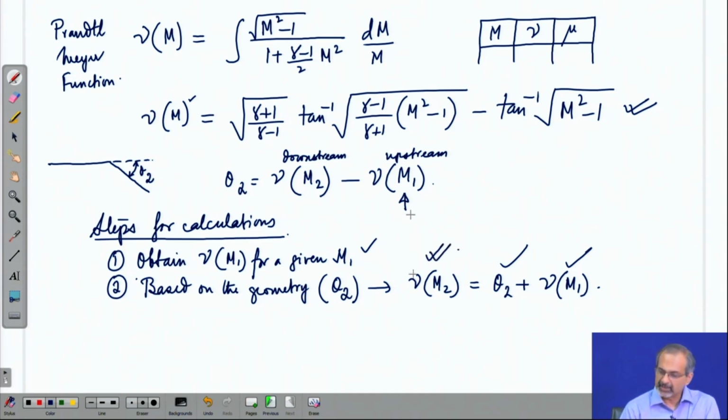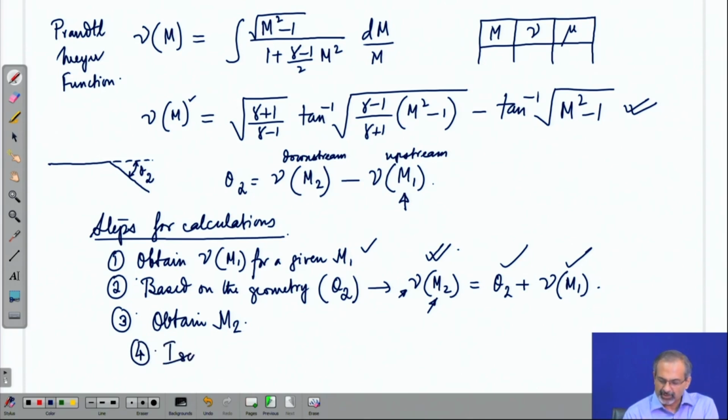So, you know the value of this. You can go to the tables and you can work out for what value of m2 is this value of nu coming from the tables. So, obtain m2 from the tables. Once you obtain the m2, your job is practically done, because now you are going to just use the isentropic relations between states 1 and 2 to find out the properties in region 2.